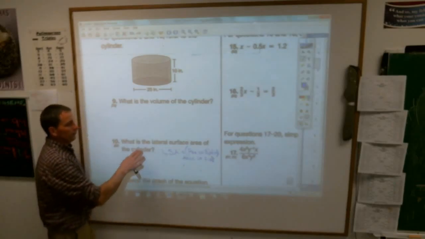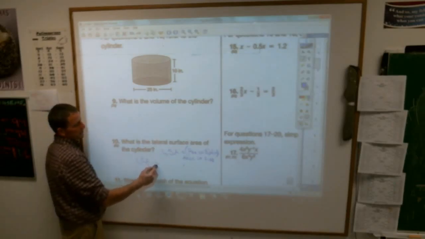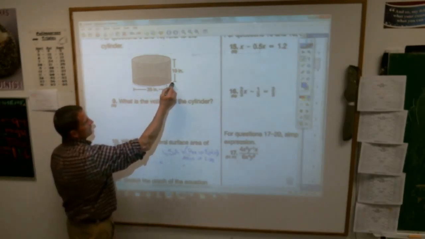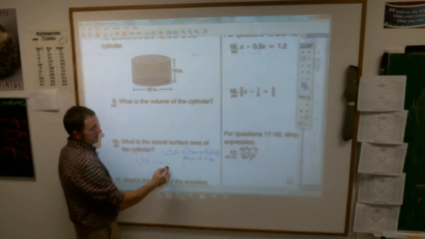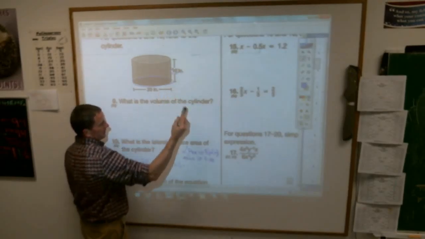And the formula for the lateral surface area of a cylinder, LSA of a cylinder, would be, how do I find the perimeter of a circle? We call that the circumference, which is pi times diameter, and then that would be times the height.